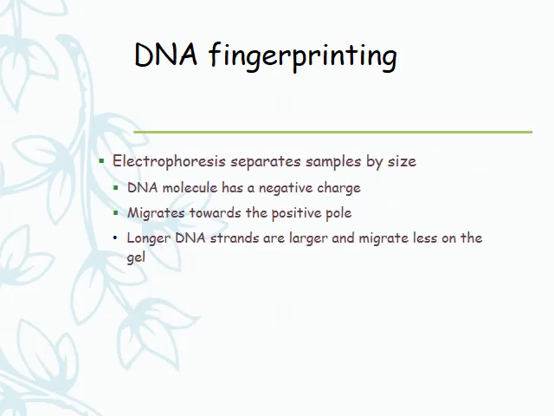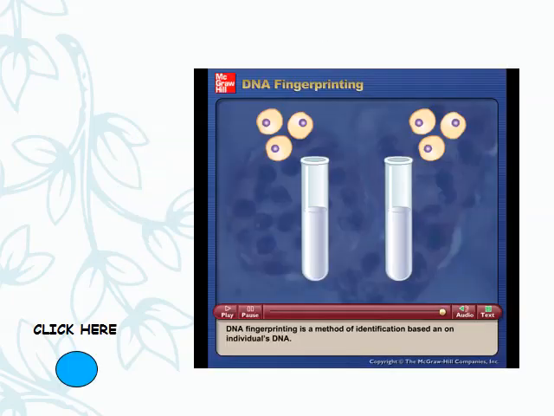Electrophoresis is a process that separates samples by size. DNA molecules have a negative charge. An electrical current is run through a gel loaded with the DNA sample. The DNA fragments will migrate toward the positive pole. Longer DNA strands or fragments are larger, and they will migrate less on the gel.